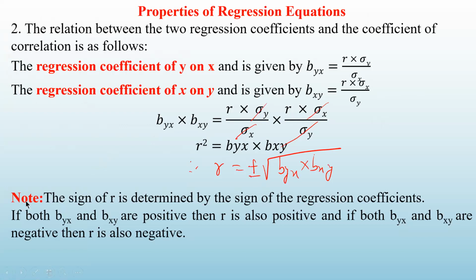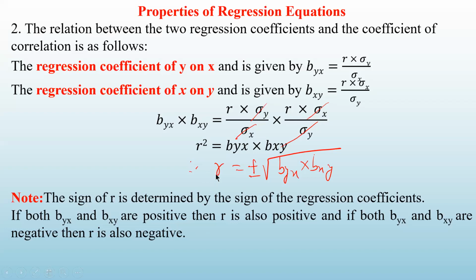Now note here, the sign of R is determined by the sign of the regression coefficients. Meaning, if both Byx and Bxy are positive, then R is also positive. If both Byx and Bxy are negative, then R is also negative. In this way, we can determine the sign of R.